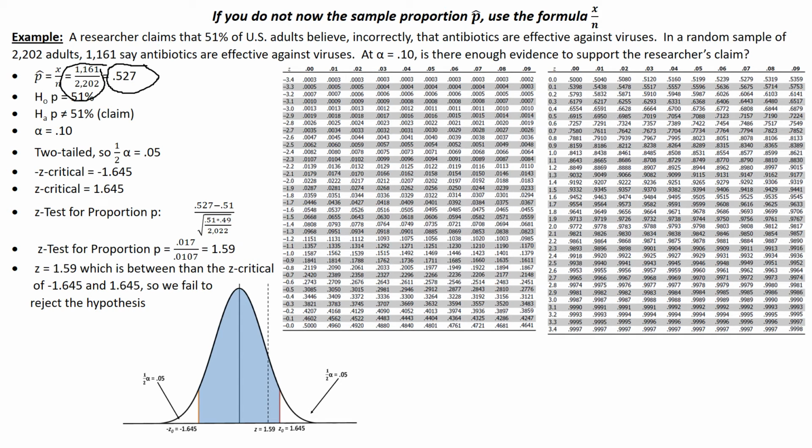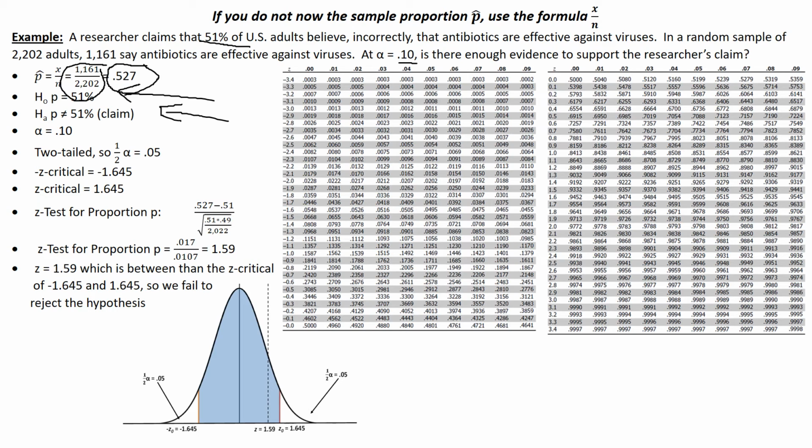Now, the researcher claims that 51% of adults believe, and it's an exact amount of 51%. So that is the null hypothesis, p equals 51%. Which means the alternate hypothesis is the inequality statement, p is not equal to 51%, and they give us an alpha of 0.1.